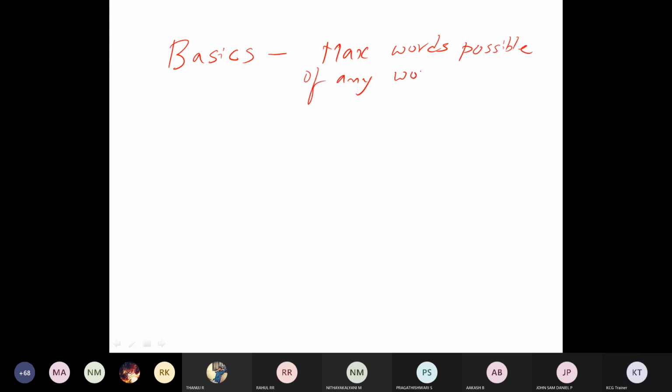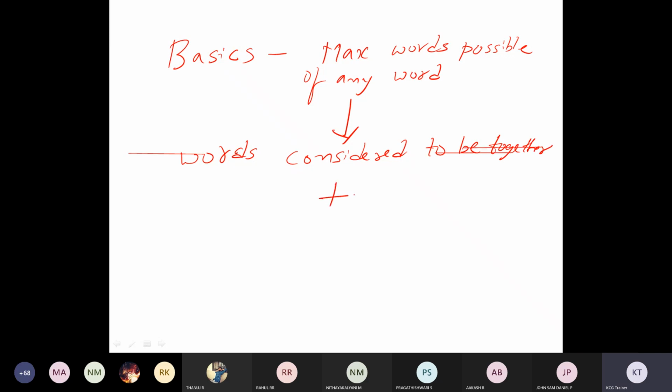See, basics. Basics is nothing but the maximum words possible of any word, which is equal to the words considered to be together plus words considered not to be together.